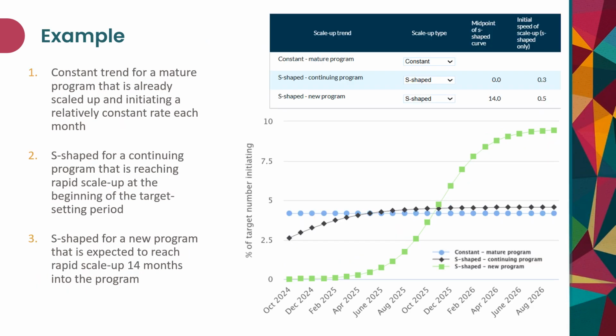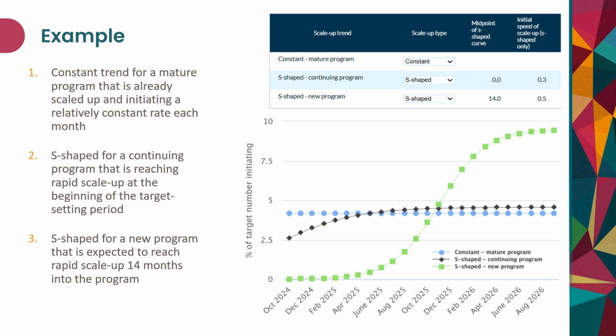In this example, you can see where a user specified 3 scale-up trends. First, there's a constant trend that was specified for a program that has matured and is now expecting about the same number of people initiating PrEP each month. For a constant trend, you do not need to specify the midpoint or the scale-up speed. Then we have 2 S-shaped trends.